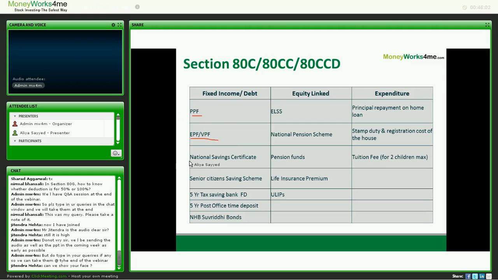The next one is national savings certificates. This is again a scheme by the government of India, a fixed deposit scheme where you have 5 year and 10 year options. The interest is market linked, and currently you will be getting 8.5% on the 5 year and 8.8% on the 10 year scheme. There is no maximum limit for investment in national savings certificates, but the exemption is limited to 1 lakh rupees under the section. So again, this is a good option for you.